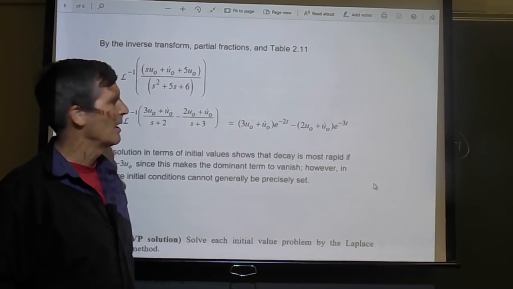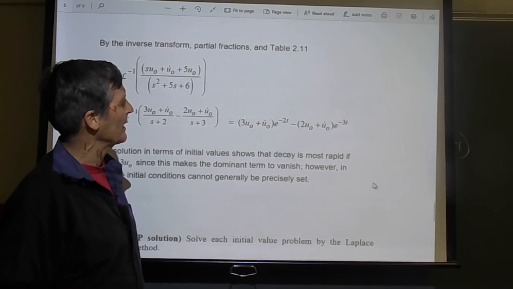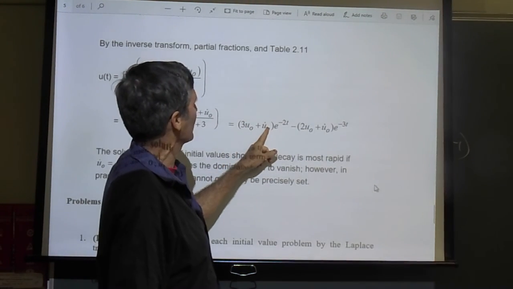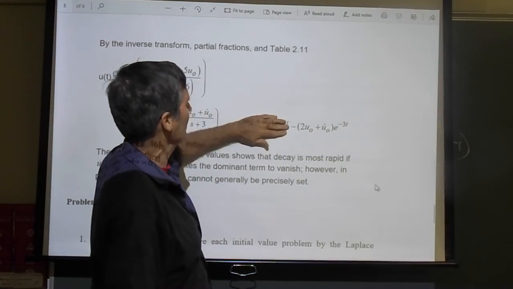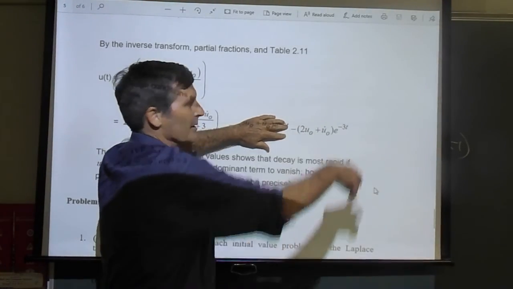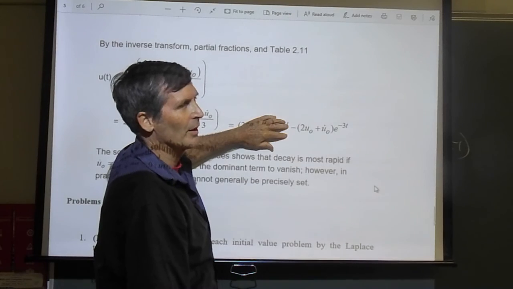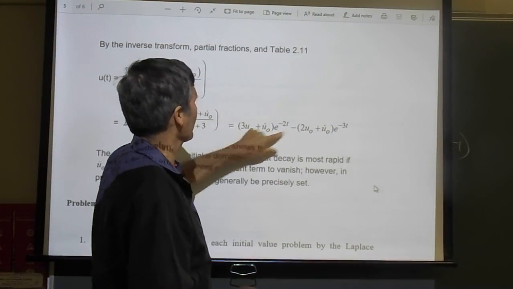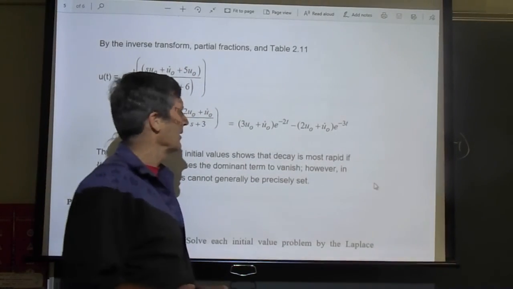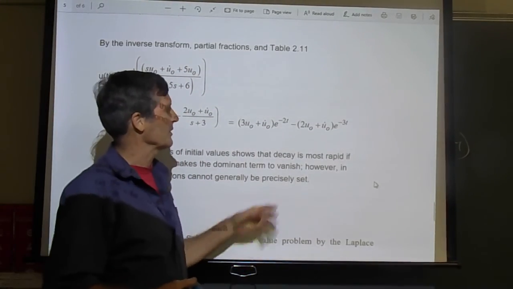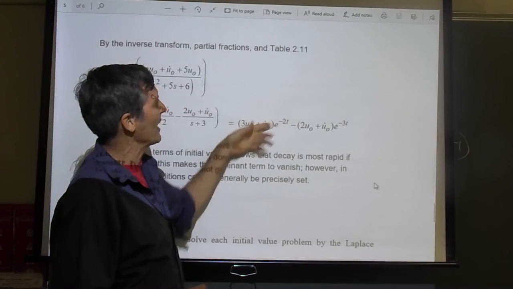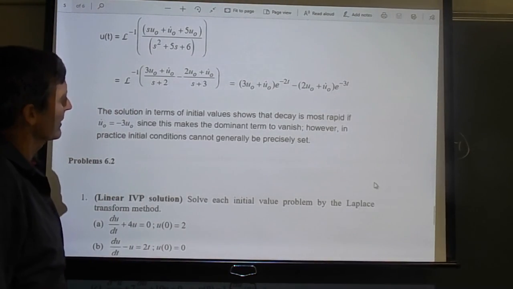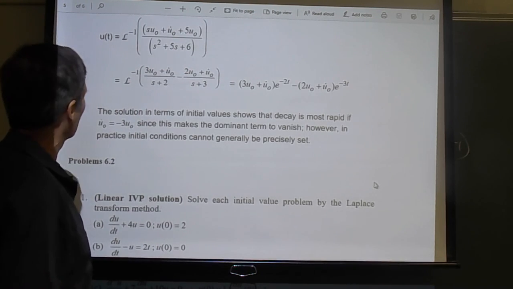If you, for instance, wanted to wipe out the term that decayed most slowly to make this decay faster, you just pick 3u0 plus u prime 0 in your initial conditions to be 0, and you'd have only this, ideally. In fact, it's hard to put your initial conditions so perfectly that you completely get rid of this, but the idea is you can try and design your circuit or something to get this to damp out faster if you make this as close to 0 as you can, right? About the charge or current or something to damp out.